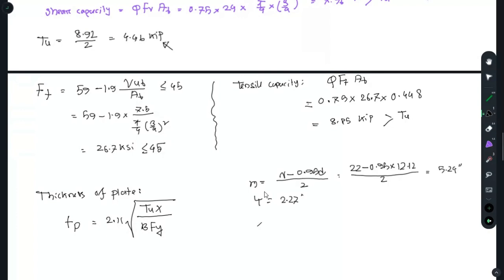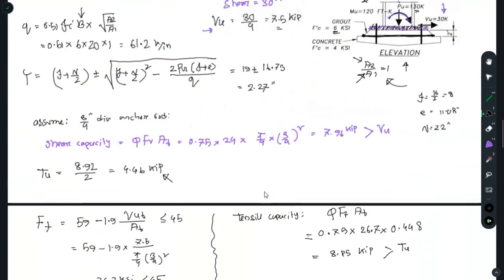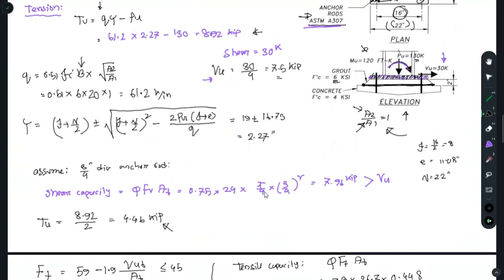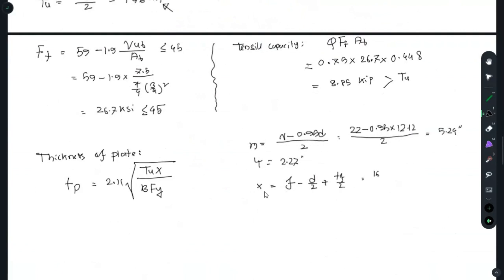The other value that you need is the x value. For the x value, you have an equation that is f minus d by 2 plus tf by 2. So your f in this case is half of this value, 16 divided by 2, minus d, and your d is 12.12, and your thickness of flange should be given, and for the section given, 12 by 22, you have a thickness of 0.605 over 2. So from here you'll get a value of 2.24 inch. So you can see that your y value is less than m.